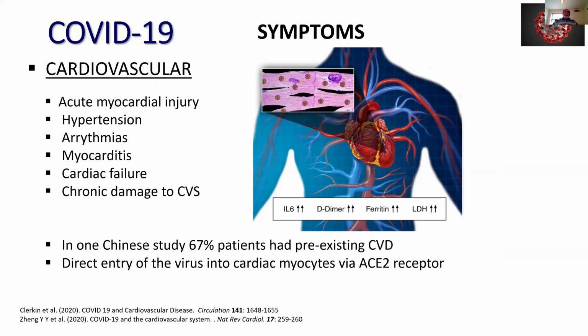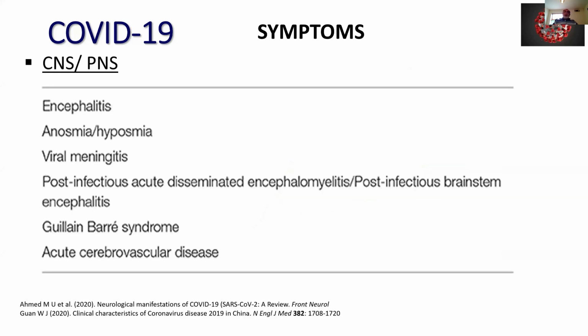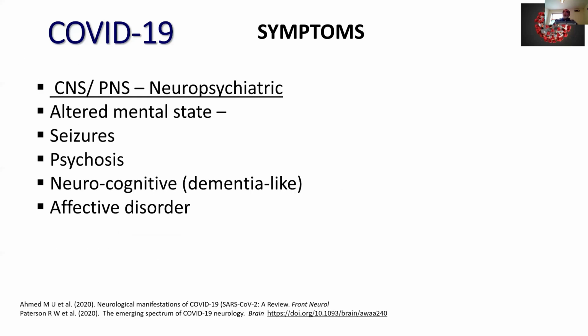Sometimes people even present with CNS symptoms. It sometimes presents with encephalitis, and it has even been grown from the CSF. It affects the nerves, olfactory nerves, and it can cause meningitis or even Guillain-Barré syndrome, and sometimes it presents with a stroke. Sometimes it has neuropsychiatric symptoms like altered mental state or seizures or even psychosis or dementia-like symptoms.